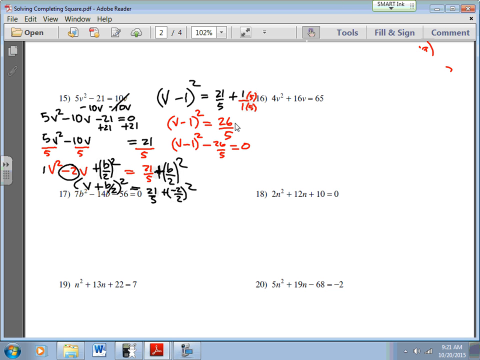And negative 26 over 5 is a decimal that's about 5 point something. 5.2? Okay. So that means the vertex is at positive 1 comma negative 5.2. Let's check it. Let's type that into the graphing calculator. And just so you know, this is what you're going to type into the graphing calculator to check. Okay?